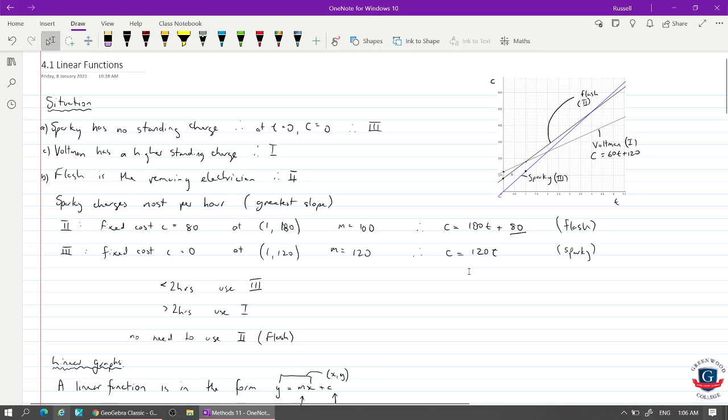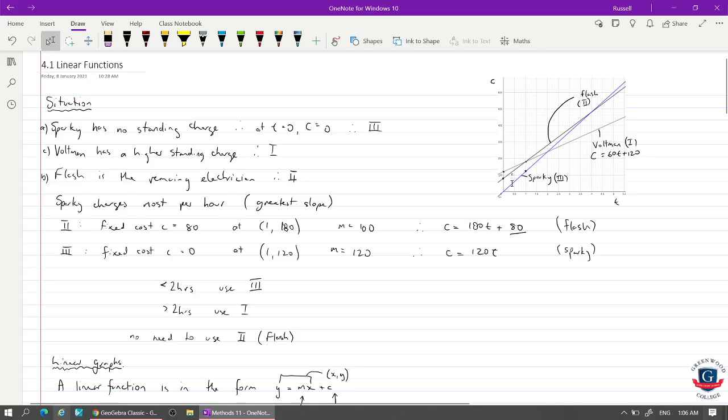Now it asks us which one should we use for varying time limits. So if the time that it takes to complete the job is between 0 and 2 hours, we're best to use Sparky because he costs the least. If it's between 2 hours and 5 hours, we're best to use Voltman because he costs the least. We're never really in a place where we can use Flash because he's always more expensive than the other Sparkies that are available. And that's the gist of the first question and the situation.